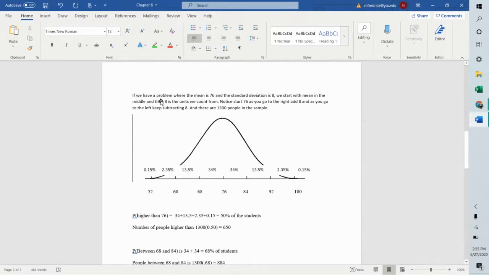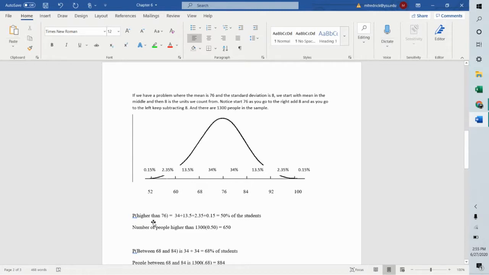Sorry about that. If we have a problem where the mean is 76 and the standard deviation is 8, we start with the mean in the middle, and our units are 8 because that's our standard deviation. So as we go to the right, we keep adding 8. 76 plus 8 is 84, plus 8 is 92, plus 8 is 100. Going the other way, you subtract. Just like your number line, it gets smaller to the left. 76 minus 8 is 68, minus 8 is 60, and minus 8 more is 52. And that's how you find these values. So our middle 68% is between 68 and 84.